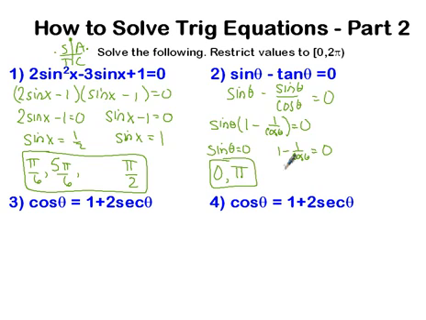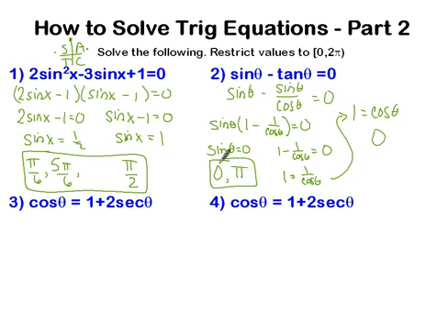And then what we're going to do here is add 1 over cosine to both sides. So we have 1 is equal to 1 over cosine theta. And to make this easier, let's take the reciprocal of both sides. The reciprocal of 1 is just 1, and the reciprocal of 1 over cosine is cosine. So now I have 1 is equal to cosine theta. Where's cosine a positive 1? That occurs at 0. So we have a duplicate answer here. So I'm just going to keep the 0 and pi circled.